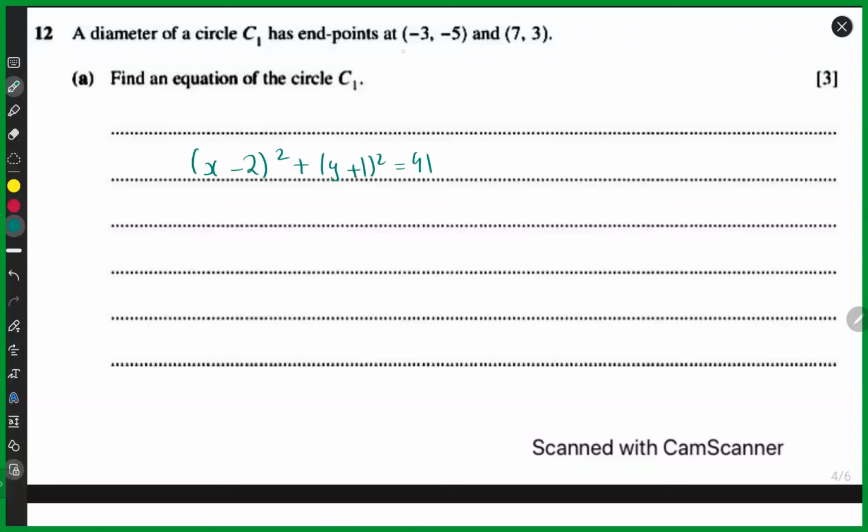Step 1 is to find the center using these 2 points. How do we find the center? By finding the midpoint of these 2 points. And then you'll use the distance formula to find the distance between the center and any of these 2 points. That is basically going to give you the radius, and then you'll do radius squared here, and that is going to be the answer. Very good, excellent. So this is going to be the equation of C1.